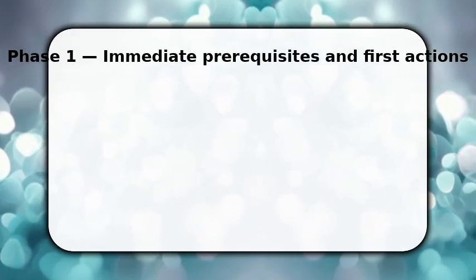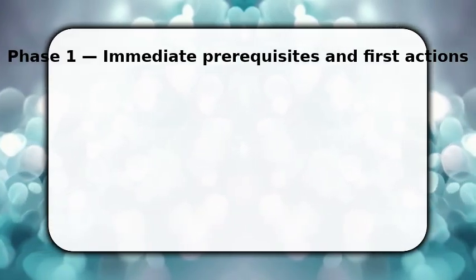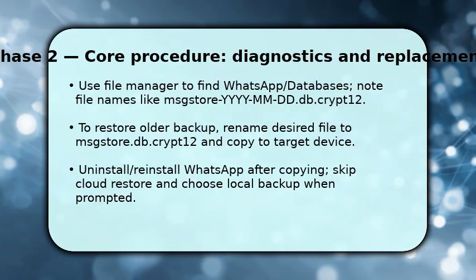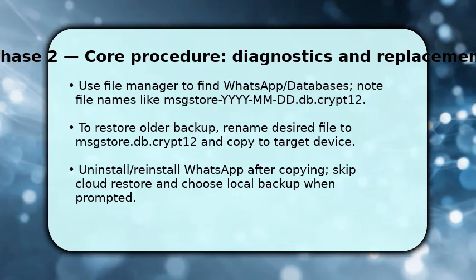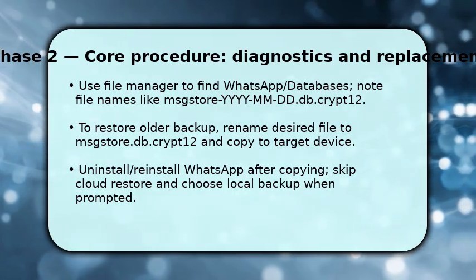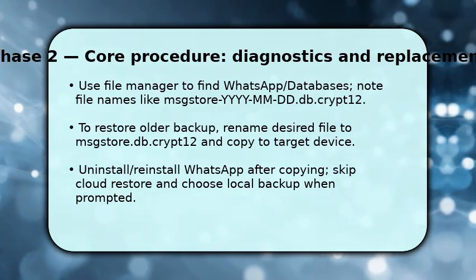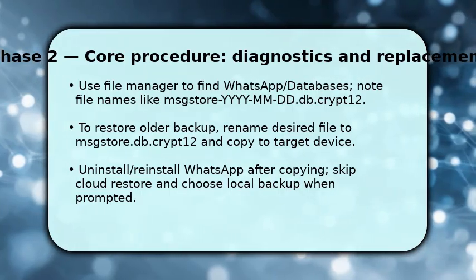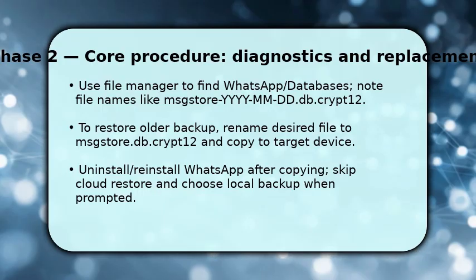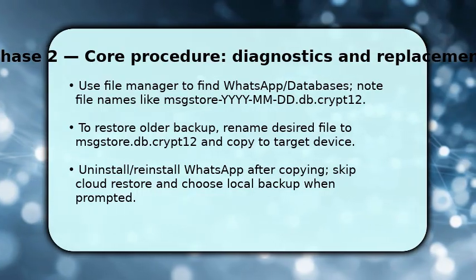If the cloud backup is missing, you can use a local backup on Android. First, open a file manager and locate WhatsApp/databases. Identify files named MSG-store YYMMDD.db.crypt12. Once you pick the right date, rename it to MSG-store.db.crypt12 and place it in the same folder on the phone you'll restore to.